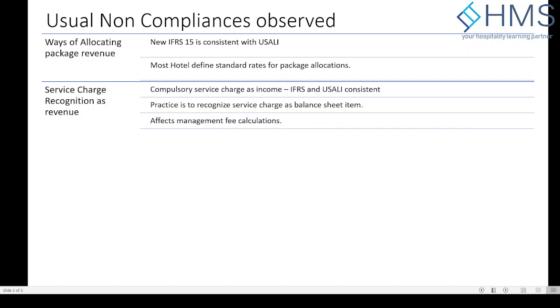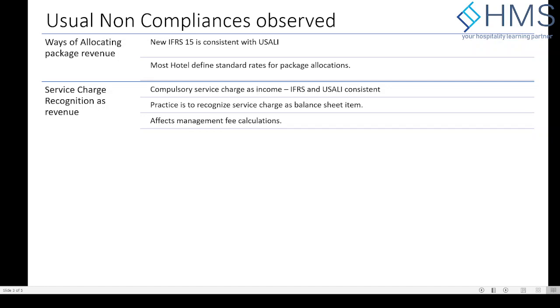And also it affects the management fee calculation. So if the management fee is based on 3% of total revenue, then even though profit is not going to change, because on one hand you are recording revenue and on the other hand you are recording expenses, the management fee is going to change. If you record service charge as income, you are supposed to calculate the management fee based on the total revenue, which means the management fee you have to pay is higher.